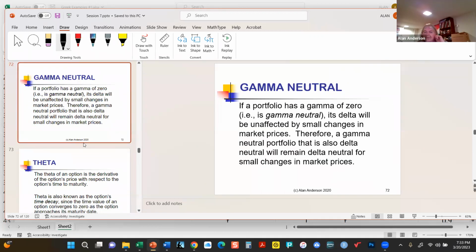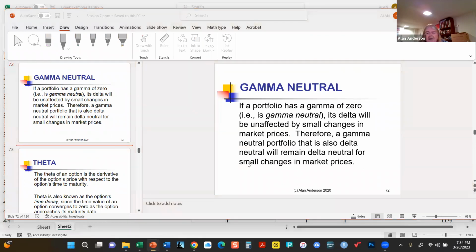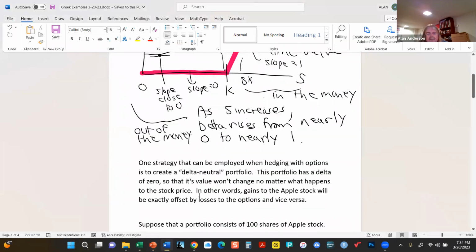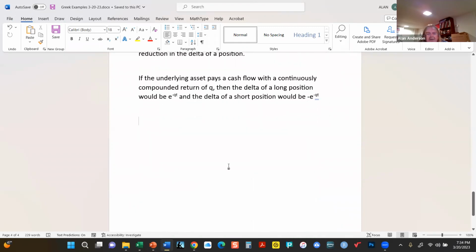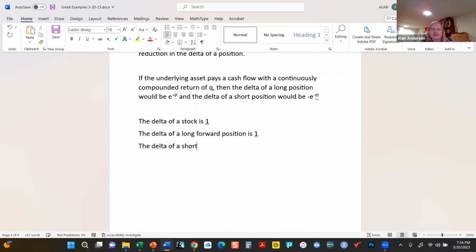Oh, one more thing. I almost forgot to mention this. We saw earlier that when it comes to delta, let's just quickly summarize what we know about delta. The delta of a stock is just 1. Or the delta of a long forward position is 1. The delta of a short forward position is -1. The delta of a call is N of d1. The delta of a put.